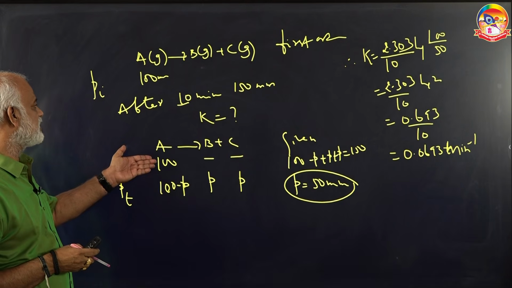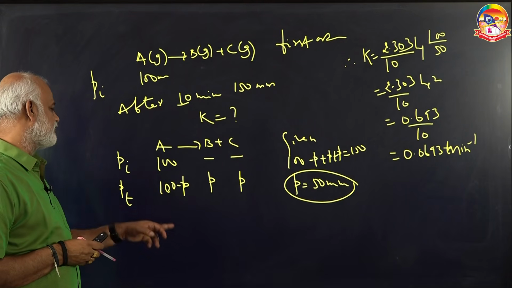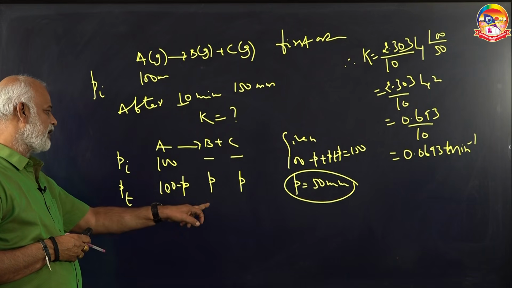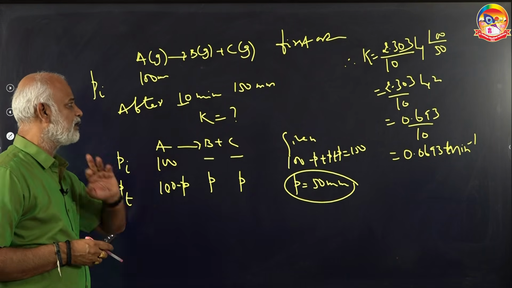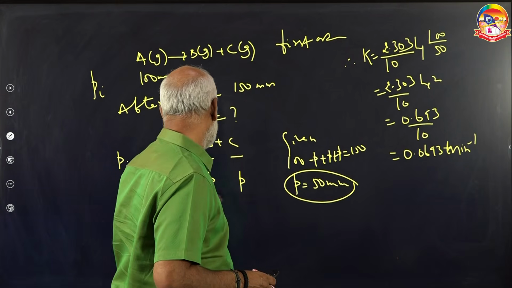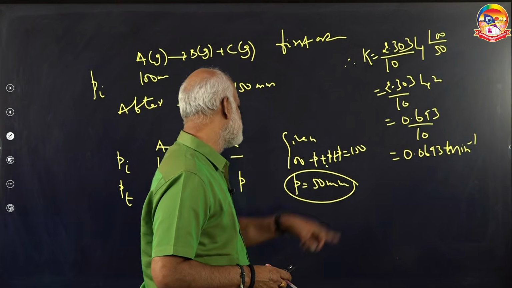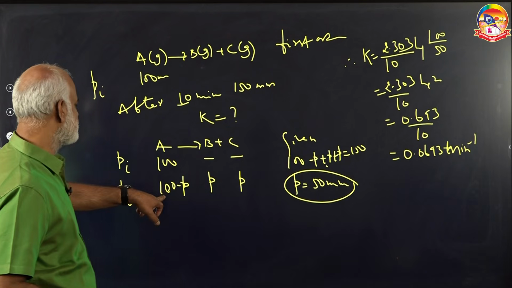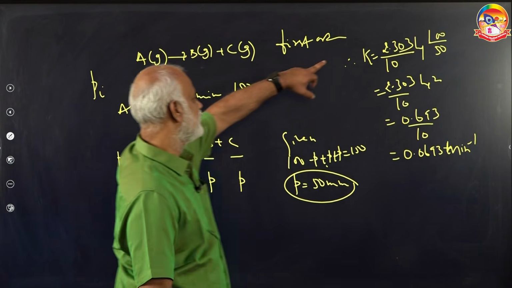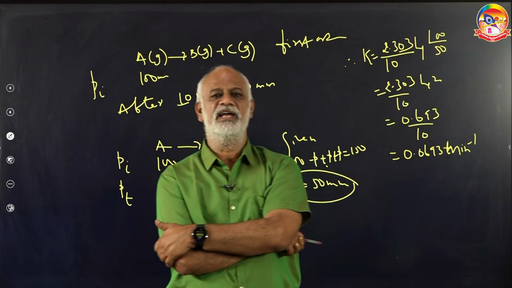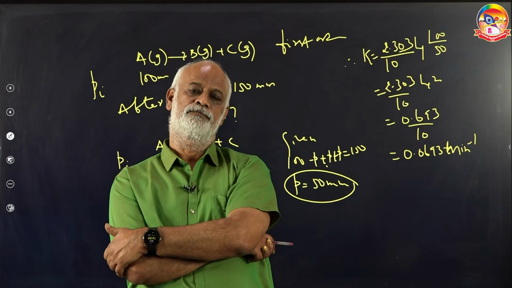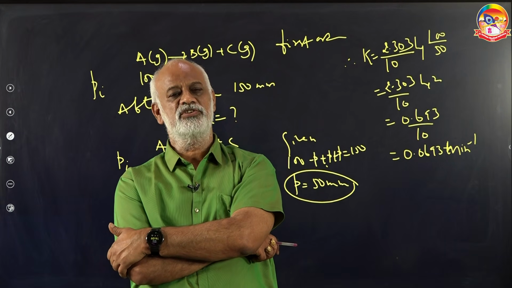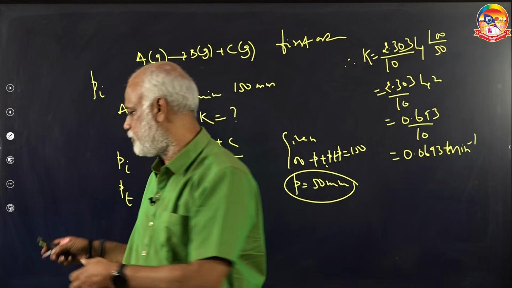100 is the initial pressure. After 10 minutes it is 150. 100 minus P, for 1 mole 1 is formed P, for 1 mole 1 is formed P. So, therefore, 100 minus P plus P plus P is 150, 100 plus P is 150, P is equal to 50. I substituted 100, 100 minus 50 and I calculated and I got the answer. Hope you understood that.